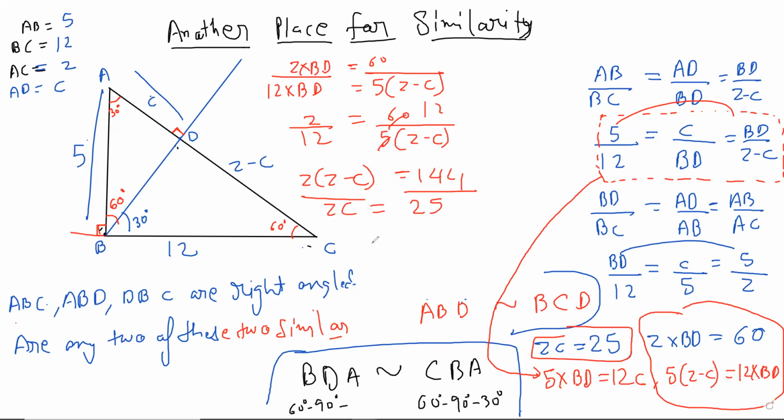You can divide these two equations. What will you get? If you divide these two, you get (Z minus C) by C equals 144 by 25. So this is one equation in Z and C. And then you already have ZC equal to 25. So you can use those two equations and find Z and C. Okay. Again, a bit of work, I agree.